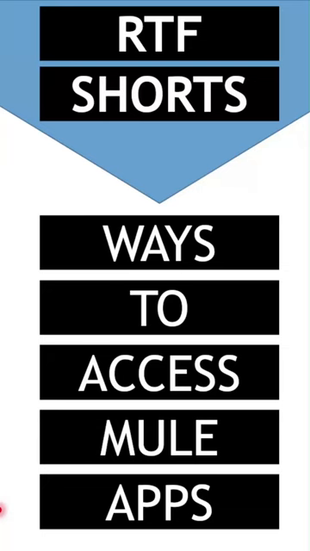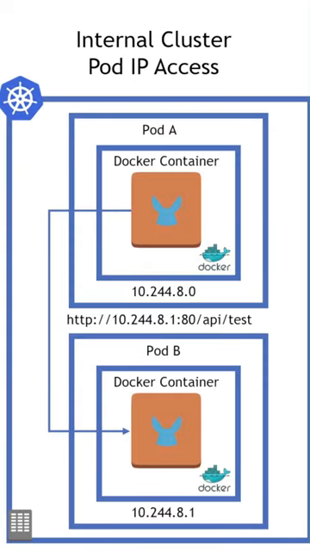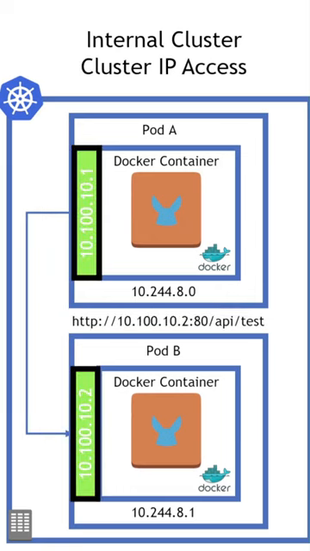Ways to access Mule apps in an RTF cluster can be broadly categorized into two parts: inside the cluster and outside the cluster. Two Mule apps can communicate with each other using the pod IP address inside the cluster. Each Mule app gets a cluster IP service created. The IP assigned to this service can be used to communicate within the cluster.